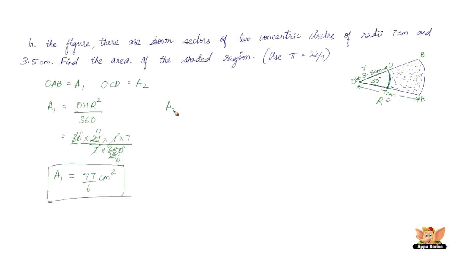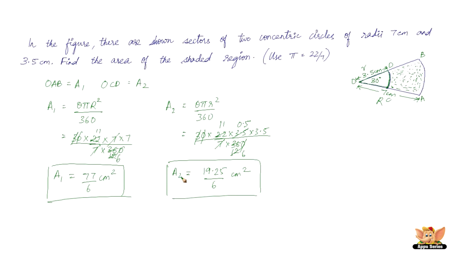So now let's find A2, which is theta pi small r square over 360 degrees. So we've got 30 degrees times 22 by 7 into 3.5 times 3.5 because it is small r square, over 7 times 360. So 7 goes 0.5 times in 3.5 and then 0 0 gets cancelled. 3 goes 12 times in 36, 2 goes 11 times in 22 and 6 times in 12. 11 times 0.5 is 5.5 and 5.5 times 3.5 is 19.25 over 6 centimeters square. So A2 measures so much.